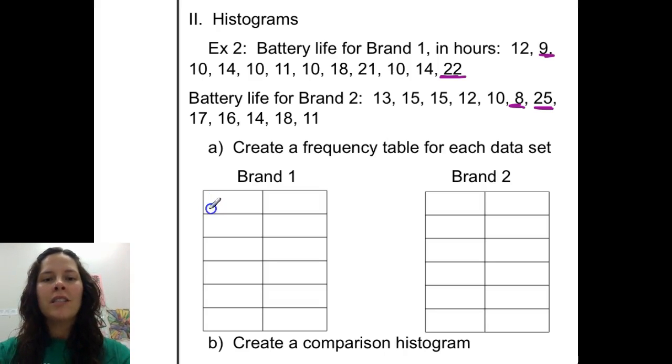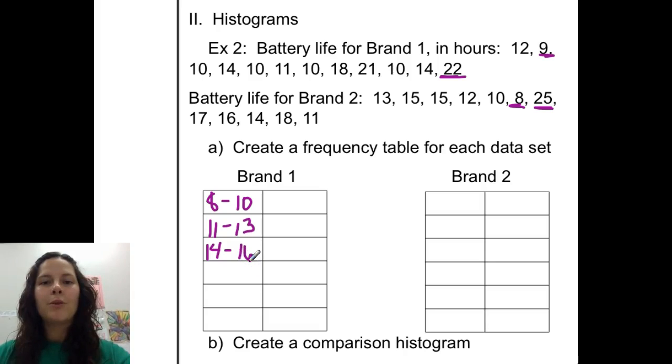So I started with the lowest data value of 8, and 3 hours of intervals would be 8, 9, and 10. Then we would have 11, 12, and 13, 14, 15, and 16. Notice none of my intervals overlap. So I didn't go 8 to 10, 10 to 12, 12 to 14, because when you have a data value of 10, would it go in the 8 to 10 interval or the 10 to 12 interval? People reading your histogram wouldn't know where that data is. So it's very important that those intervals don't overlap.